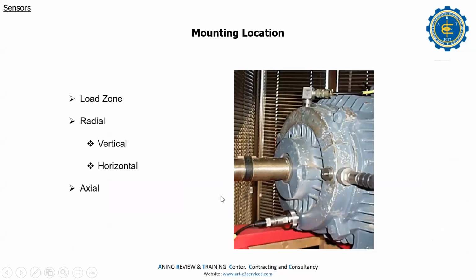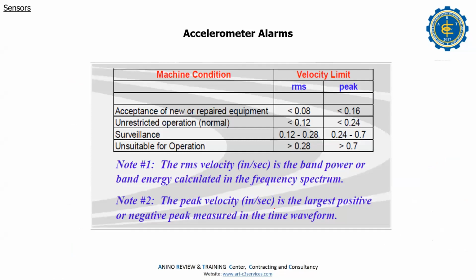So this is the one, the old version. You have horizontal, vertical, horizontal, then axial. So accelerometer alarm. This one is the standard, but we don't use this in the actual alarm setting. We go with the trend. The trend is very important to us.